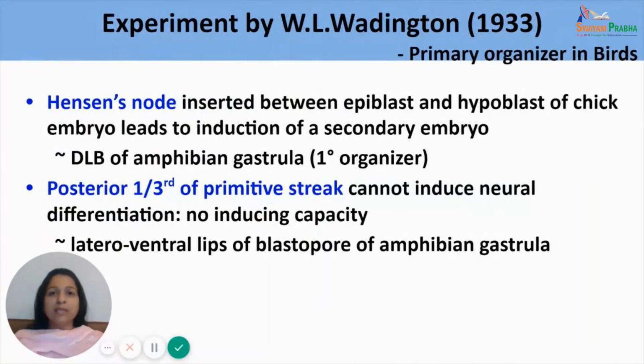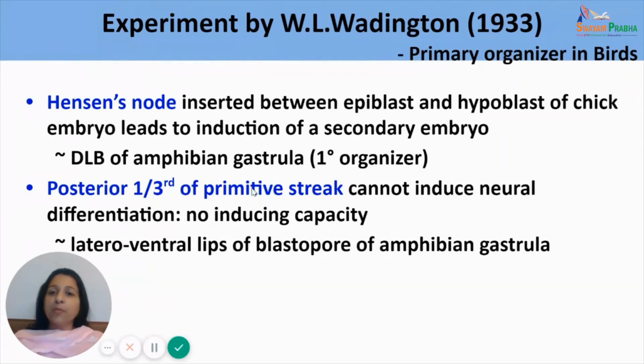There have also been certain experiments in other organisms to show the primary organizer regions. For example, the experiment done by C.H. Waddington to show the primary organizer in birds. In this experiment, Hensen's node was inserted between the epiblast and hypoblast of the chick embryo. It led to the induction of a secondary embryo, similar to the experiment done by Spemann and Mangold in newt embryos. So, Hensen's node was considered equivalent to the dorsal blastopore lip of the amphibian gastrula, or Hensen's node was considered the primary organizer in the chick embryo.